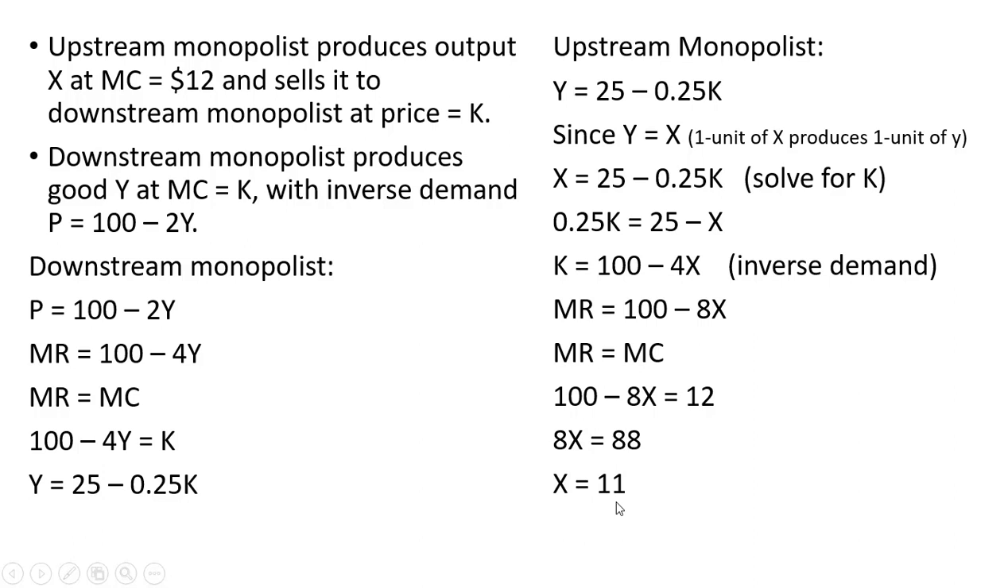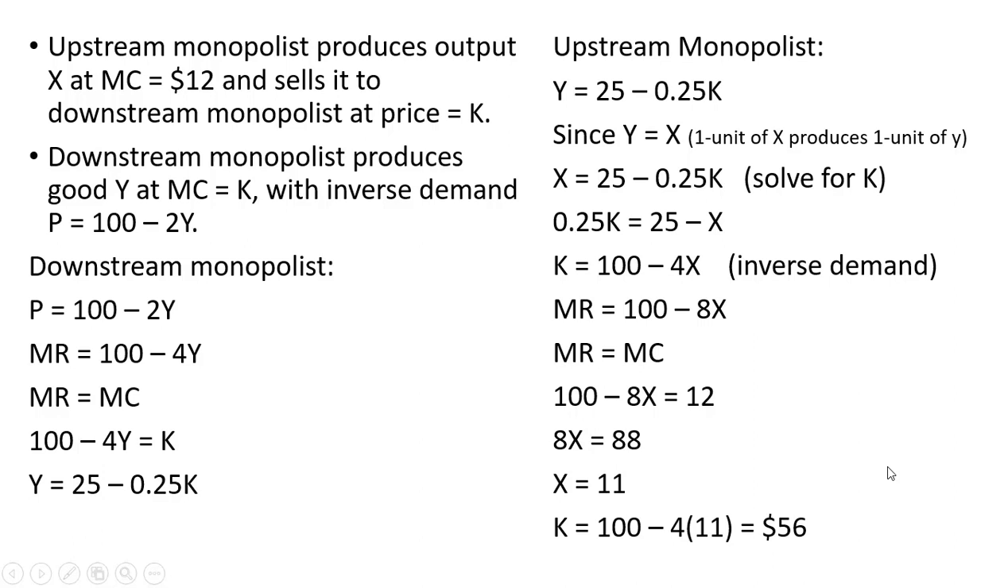So the upstream monopolist will produce and sell 11 units of good X to the downstream monopolist at the price of, just take this 11 here and plug it into the inverse demand, and that'll give us the input price, or K, of 100 minus 44, or $56.